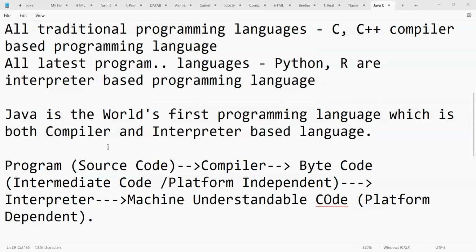So take a look once again. You write a program that is the source code. When you press the run button, the compiler takes it, converts it into a bytecode. Bytecode is the intermediate code or the platform independent code. Fine. Then the interpreter takes it and it converts it to machine understandable code, that is platform dependent code. That is why Java is the world's first programming language which is both compiler and interpreter based language.